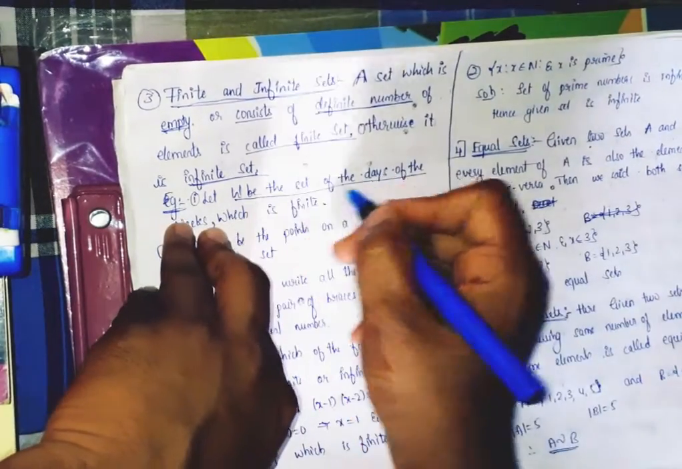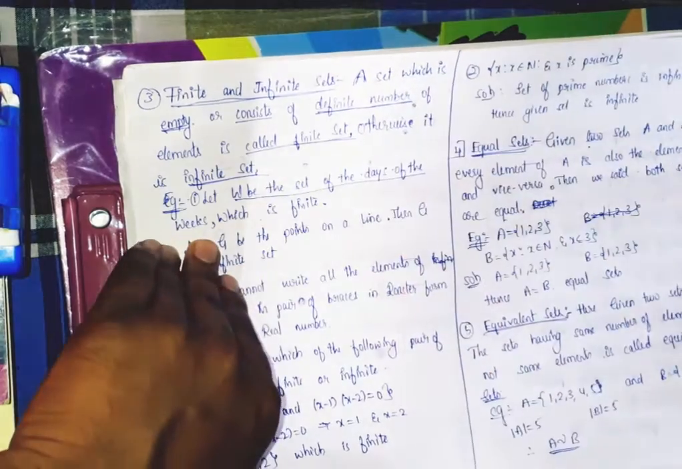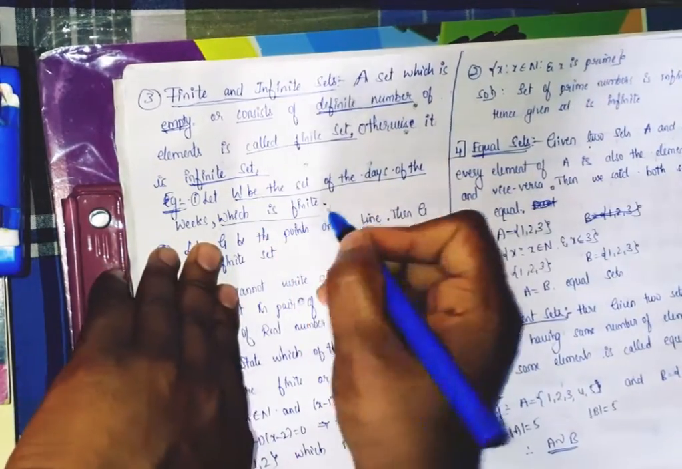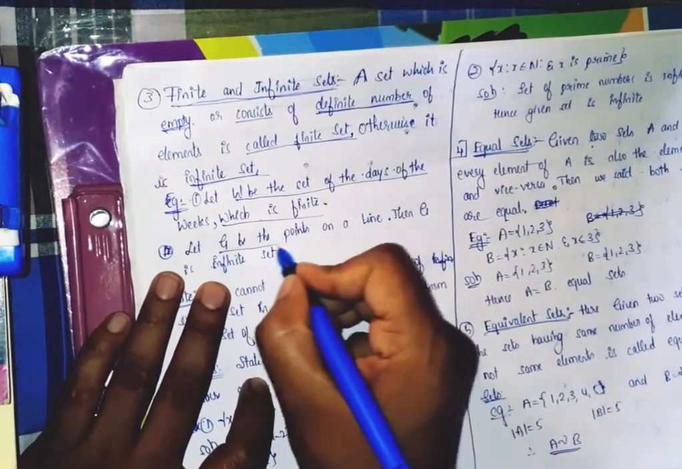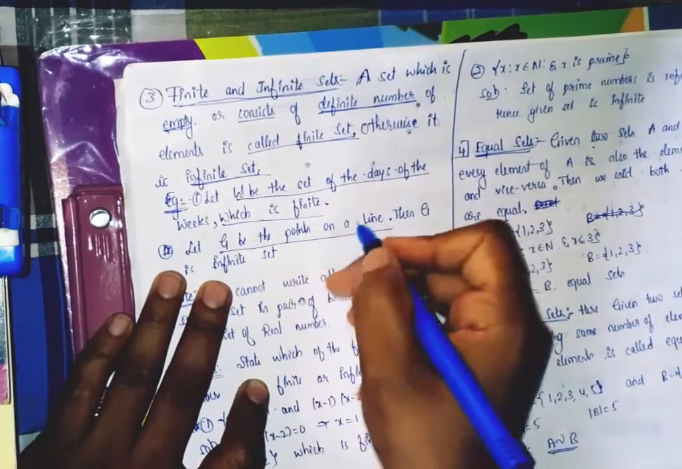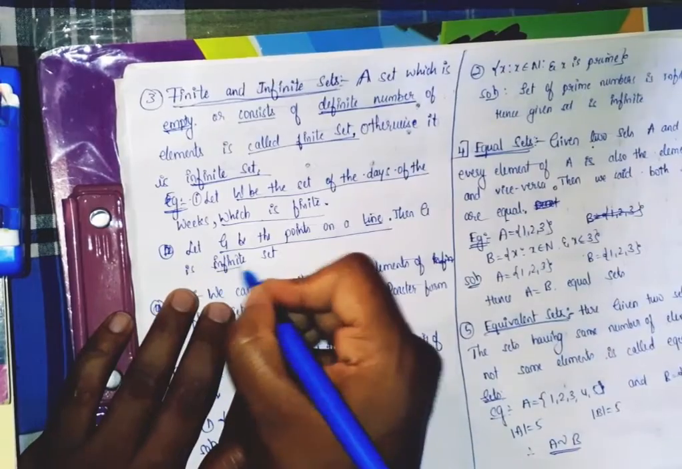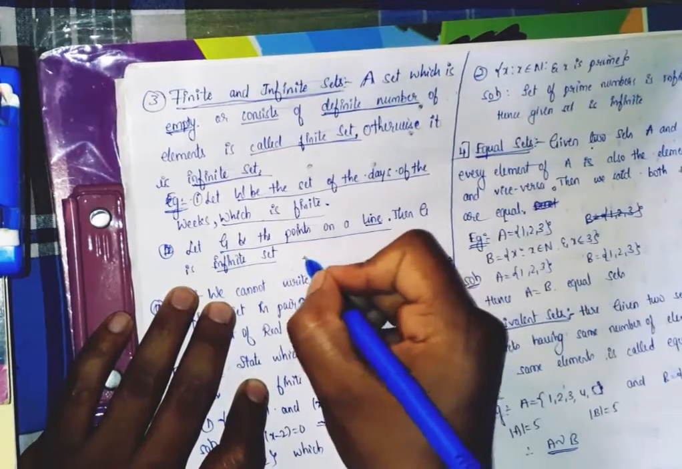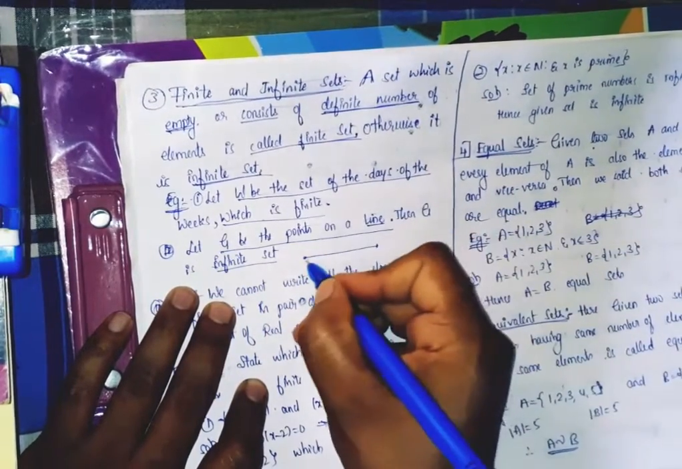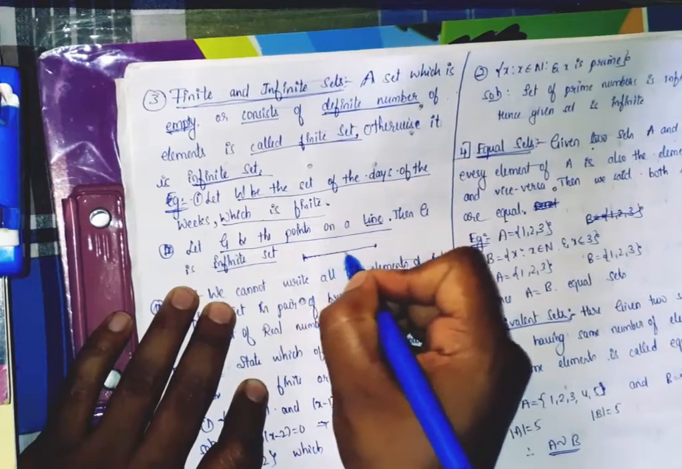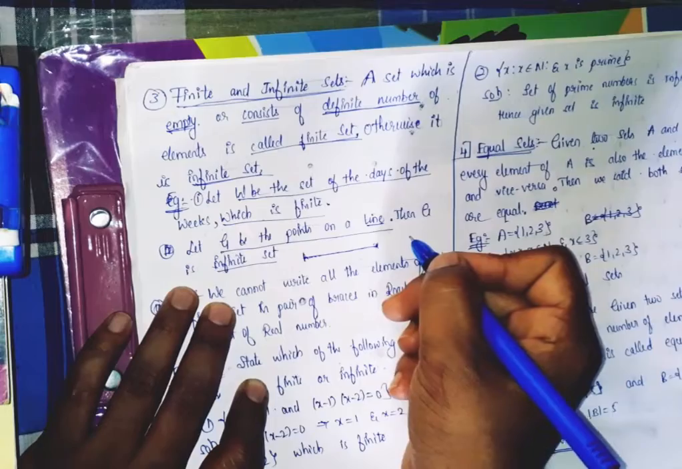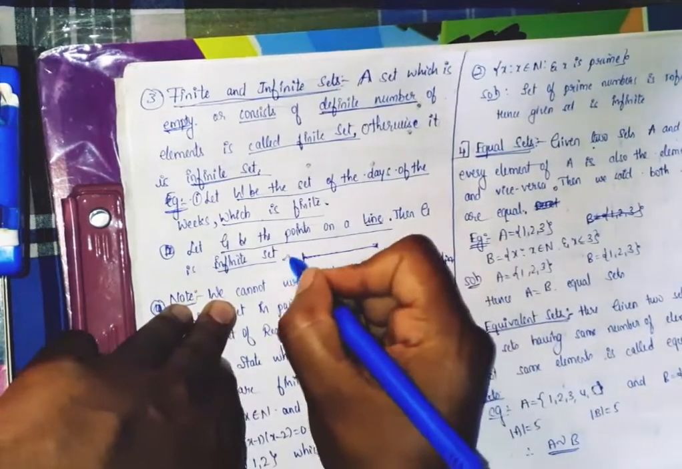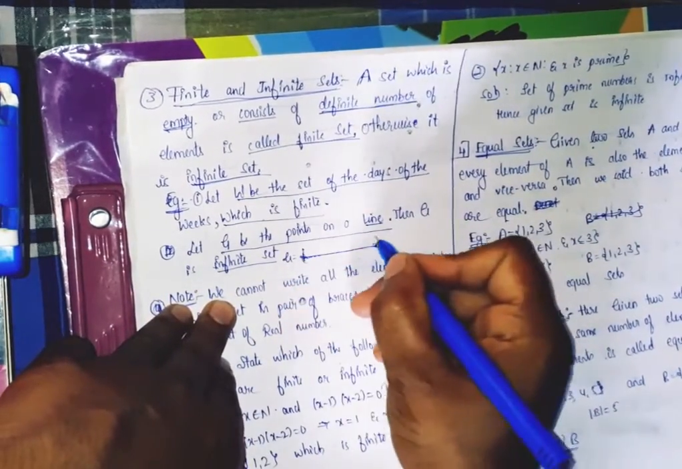So the week consists of 7 days, and therefore we always know that this is finite. Okay, and consider another example. Let G be the points on a line, then G is an infinite set. So we don't know how many points the line contains. It may be infinite. It is always an infinite set, and therefore this set is always infinite.